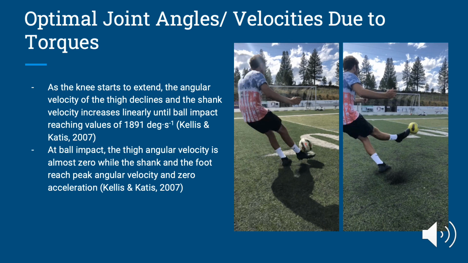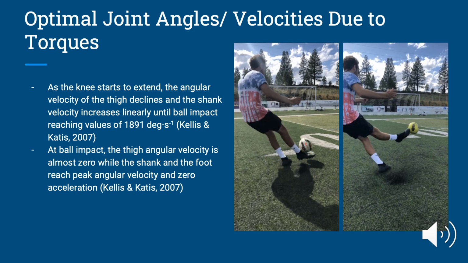And the last phase we're going to look at is still kind of leg acceleration and then the follow-through. So as the knee starts to extend, the angular velocity of the thigh starts to decline, but the shank velocity increases linearly until the foot makes contact with the ball, reaching values of 1,891 degrees per second. So as you can see in the picture, the thigh remains in relatively the same place, so that's at the end of when the velocity is decreasing. But as you can see, the shank is moving, and that velocity is increasing linearly throughout that whole motion.